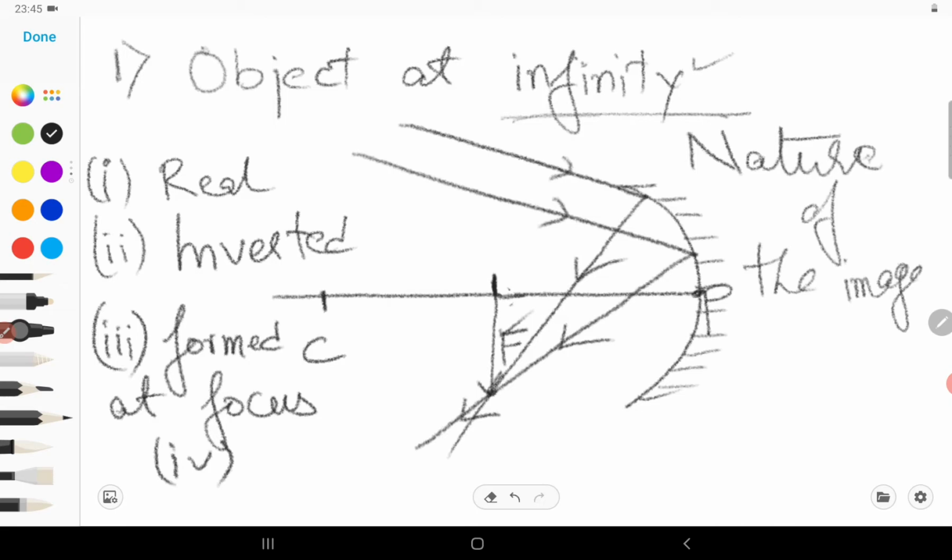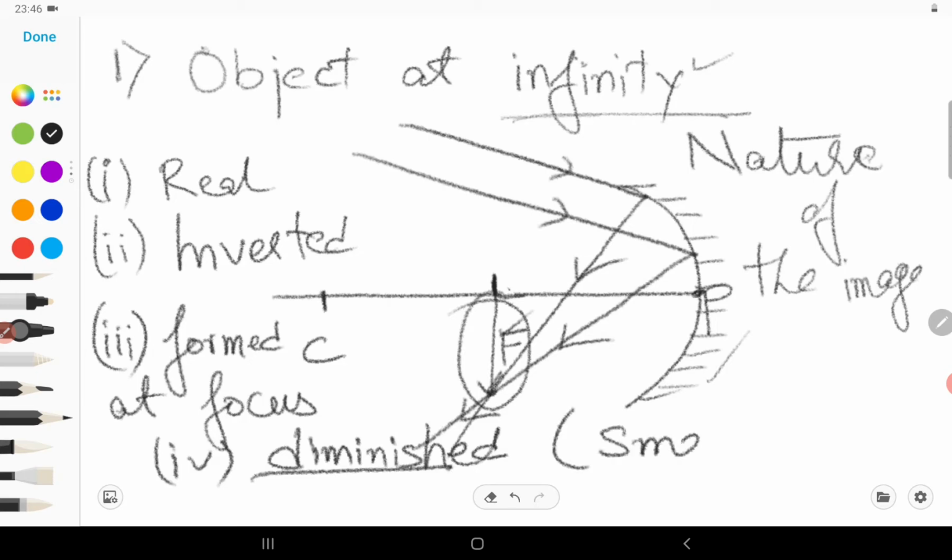And number four, now at infinity means the object is very, very far away, and that must be big enough so that its image can be created with the help of the mirror. So whatever the image is being formed, it is always small. And in physics, particularly in these ray diagrams, small is denoted by a different word, which is diminished. So I am using the word diminished, which means small. If it is very small, then it will be highly diminished. So I hope you have understood the first diagram.